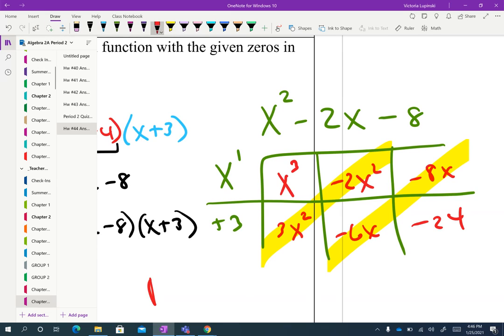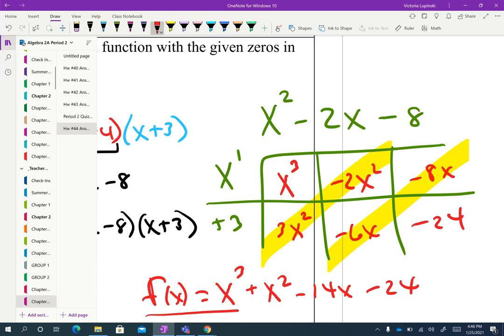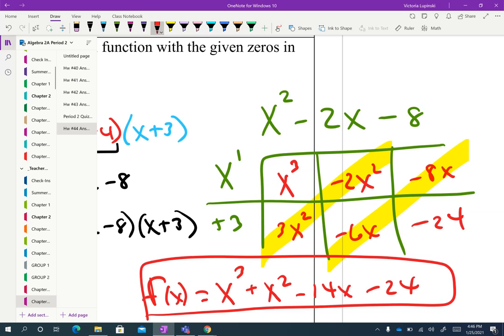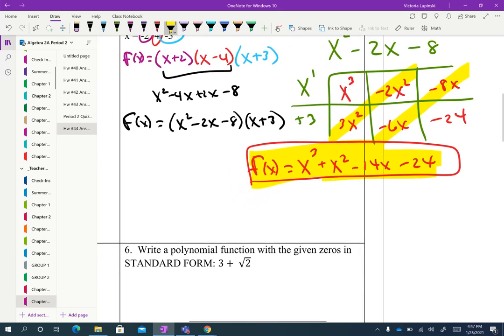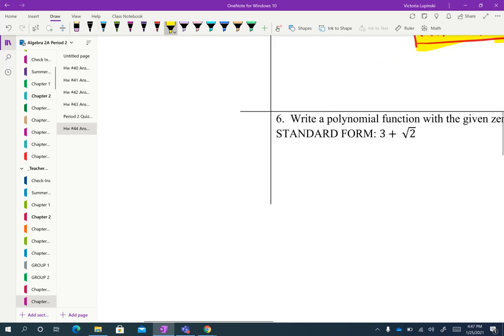And because you called this f of x, we're going to say f of x equals, put x cubed first, then combine the x squareds, there's positive 1 of them. Combine the x's, there's negative 14 of them, and then negative 24 will go ahead and finish you off. Again, this is what we call standard form, which basically just means that you've multiplied everything together. That is how you deal with all of your rational solutions.